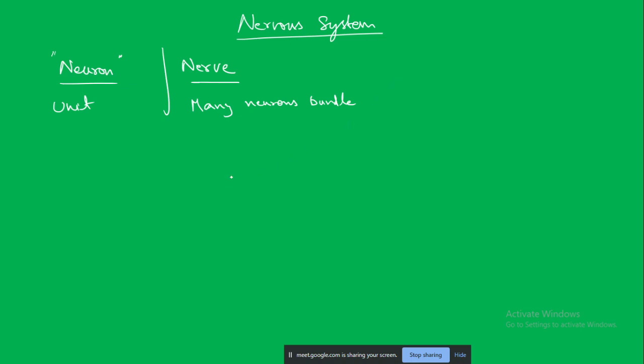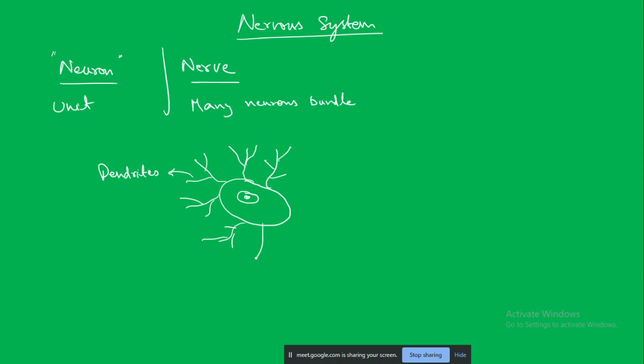So when we look at the structure of the neuron, what are the basic parts? We have the soma, which has the nucleus, and there will be membrane projections coming out from the soma. These are the dendrites. And this is the soma with the nucleus. Of course, other organelles will be there, like the mitochondria, the endoplasmic reticulum, and ribosomes.